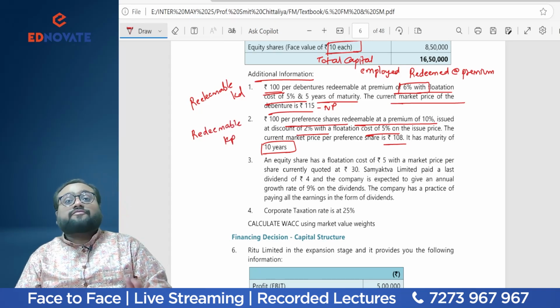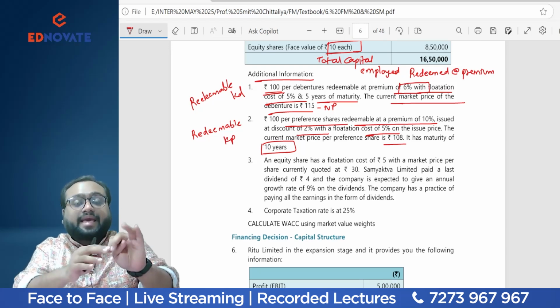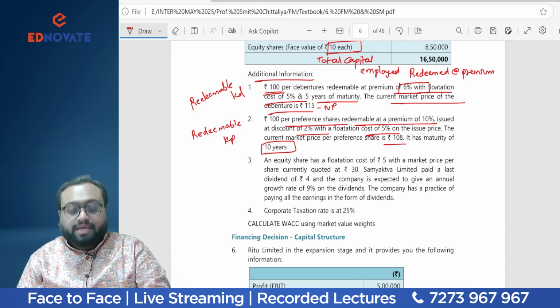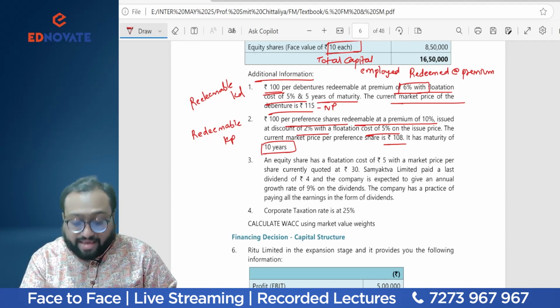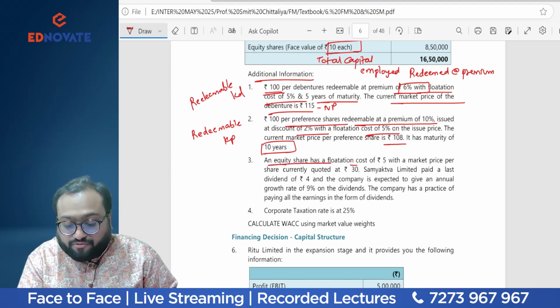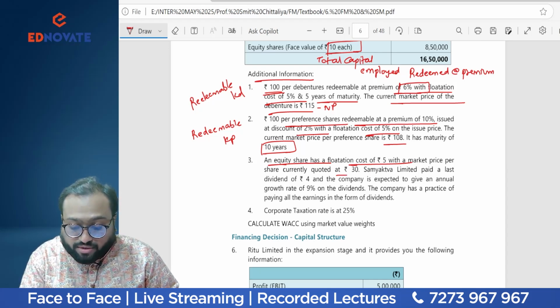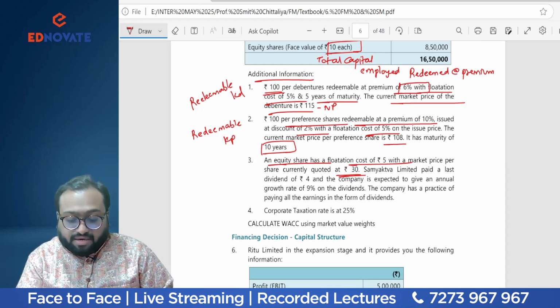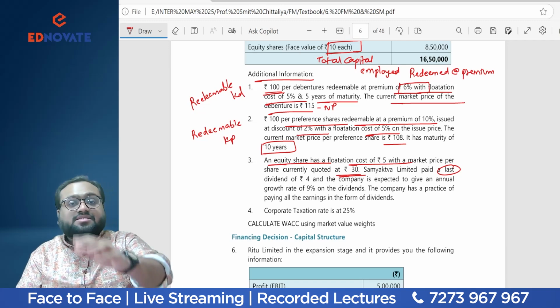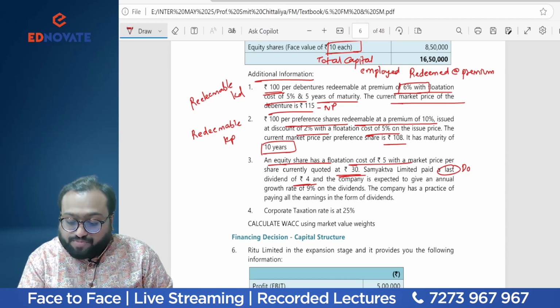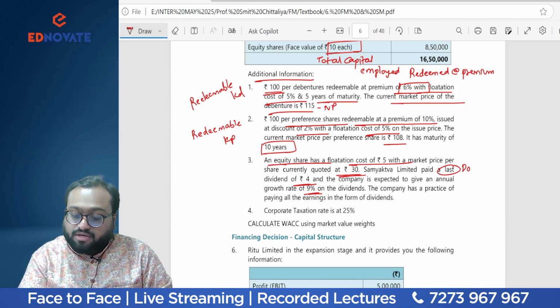As we know, for finding WACC we require KD, KP, KE, KR as given in the question. So I will need to find out KD, then I need to find out KP, and I also have information about KE, that is equity. An equity share has a flotation cost of 5 per share with a market price per share quoted at rupees 30. Sam Limited paid last year, as we discussed in the previous questions, last year dividend is your D0. So last year dividend is 4 rupees and the company is expected to give an annual growth of 9%. They have given you the G percentage is 9.